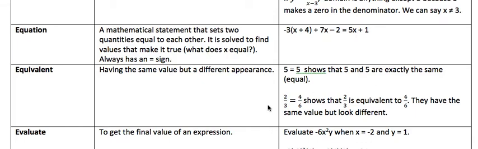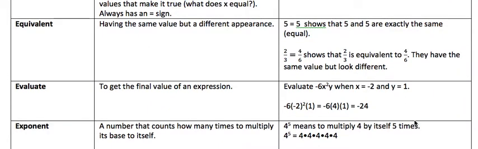Which then brings us to another important word, equivalent. Equivalent in math means you have the same value but look different. So 5 equals 5 is really showing you that 5 and 5 are exactly the same. Duh. They're equal. When I say 2/3 equals 4/6, I'm really saying that 2/3 is equivalent to 4/6. While they have the same value, if we're talking pizza, 2/3 of a pizza and 4/6 of the pizza is the same amount of pizza, it still has a different look. 2/3 and 4/6 are different number comparisons. It's kind of like when I do money, a 10 and two 5s is the same as a $20 bill. They have the same value, but they look different.